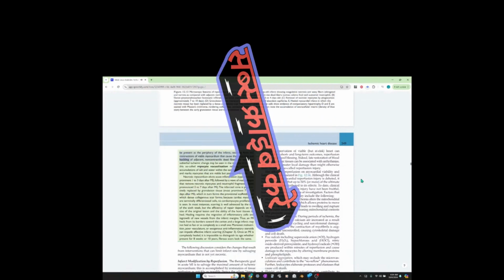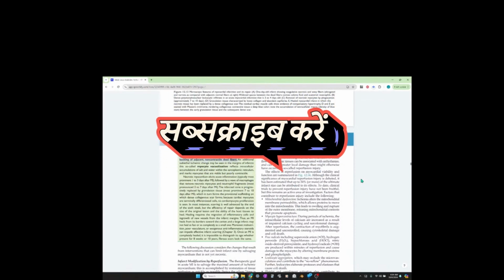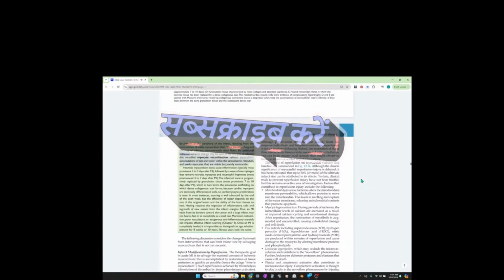Wavy fibers may be present at the periphery of the infarct, resulting from the contractions of viable myocardium that cause the stretching and buckling of adjacent, non-contractile dead fibers. An additional sublethal ischemic change may be seen in the margins of infarcts. The so-called myocyte vacuolization reflects intracellular accumulations of salt and water within the sarcoplasmic reticulum and marks myocytes that are viable but poorly contractile.